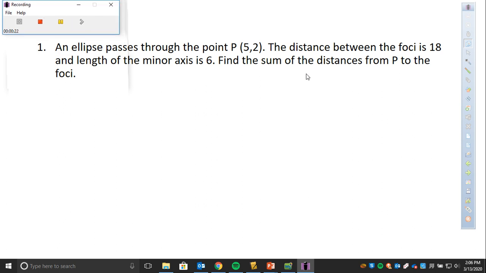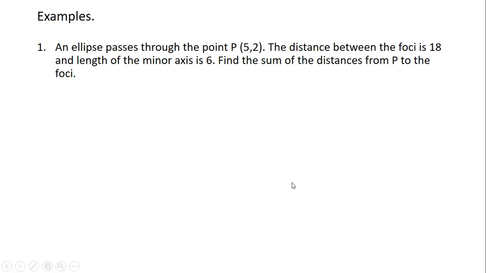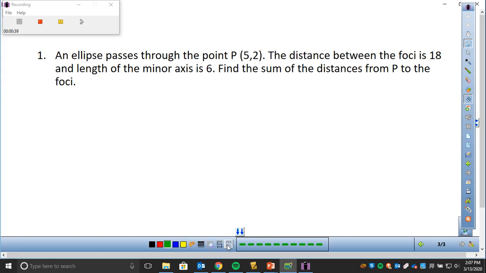So this first one now, the ellipse passes through the point (5, 2). The distance between the foci is 18, and the length of the minor axis is 6. I want to find the sum of the distances from P to the foci. This is a new phrase that we did not mention in class, so we're going to focus on what that means in a second.